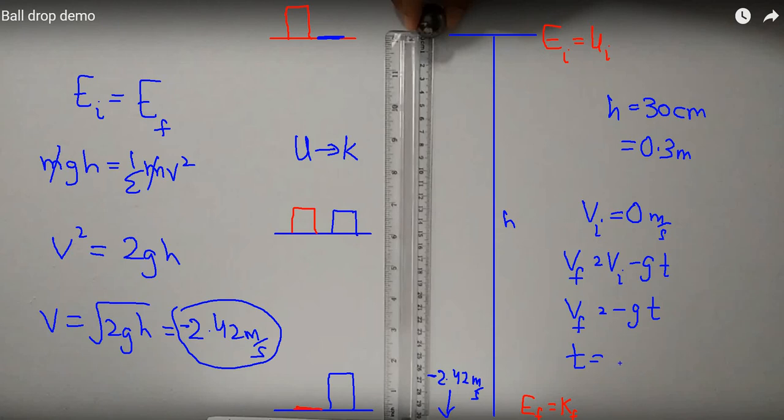So if you plug in the numbers, the time turns out to be, so time is negative, 2.42 divided by 9.8 meters per second squared. Let's quickly do that. I'm going to use my calculator. 2.42 divided by 9.8, you get 0.24 seconds. So that's going to be your time for the ball. The ball took around 0.24 seconds to cover this height h.